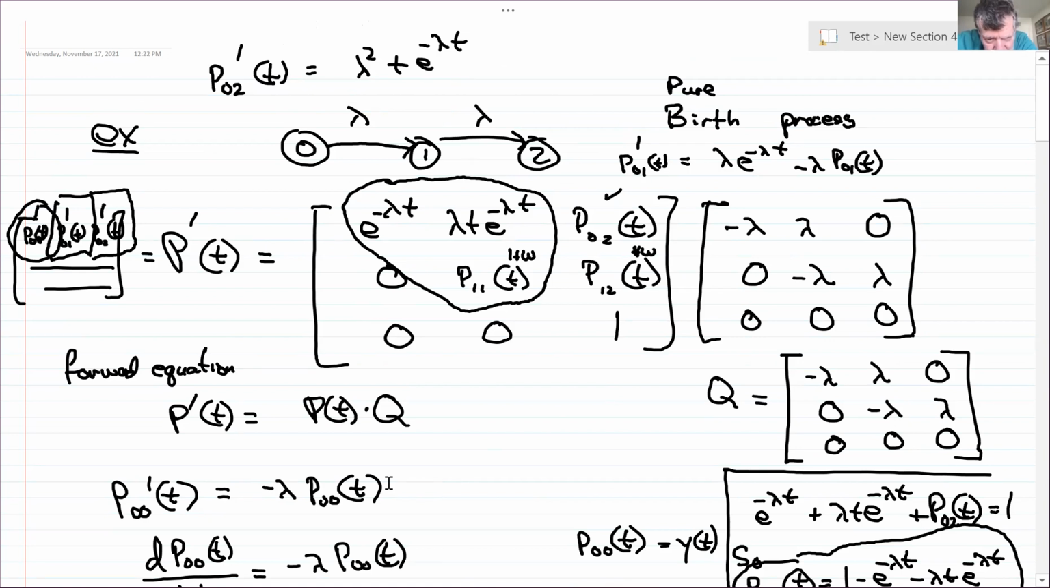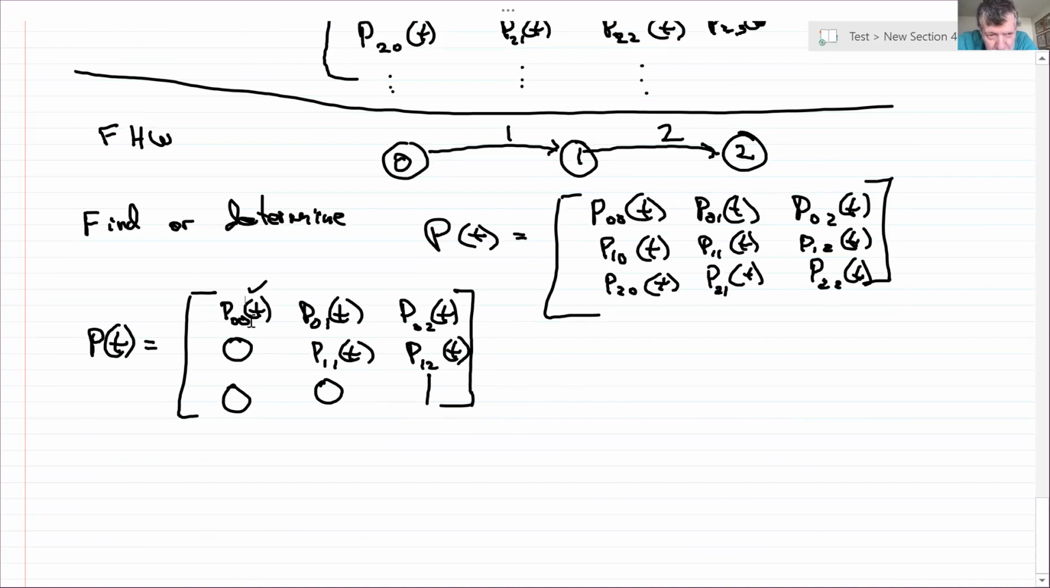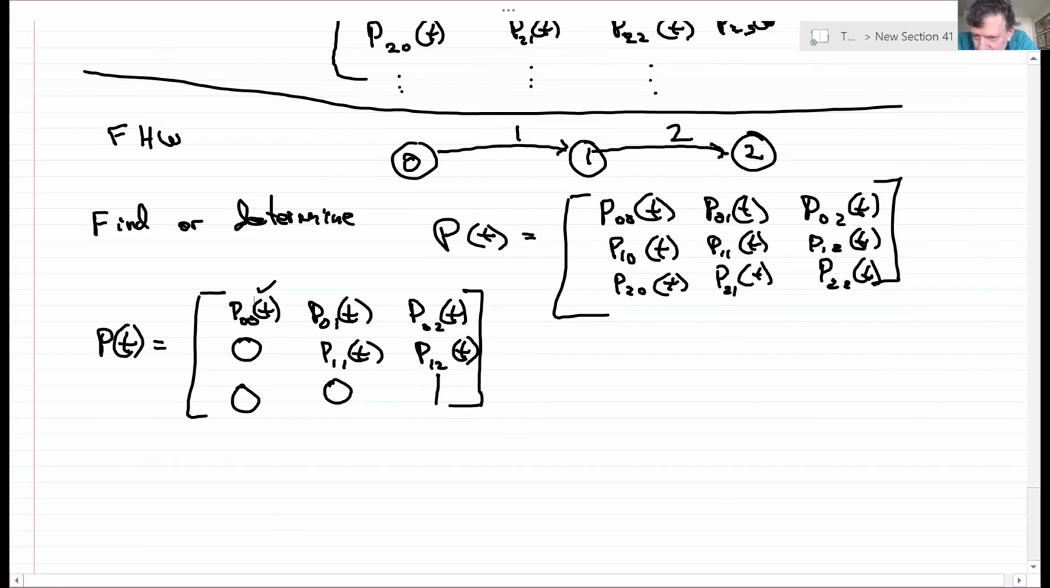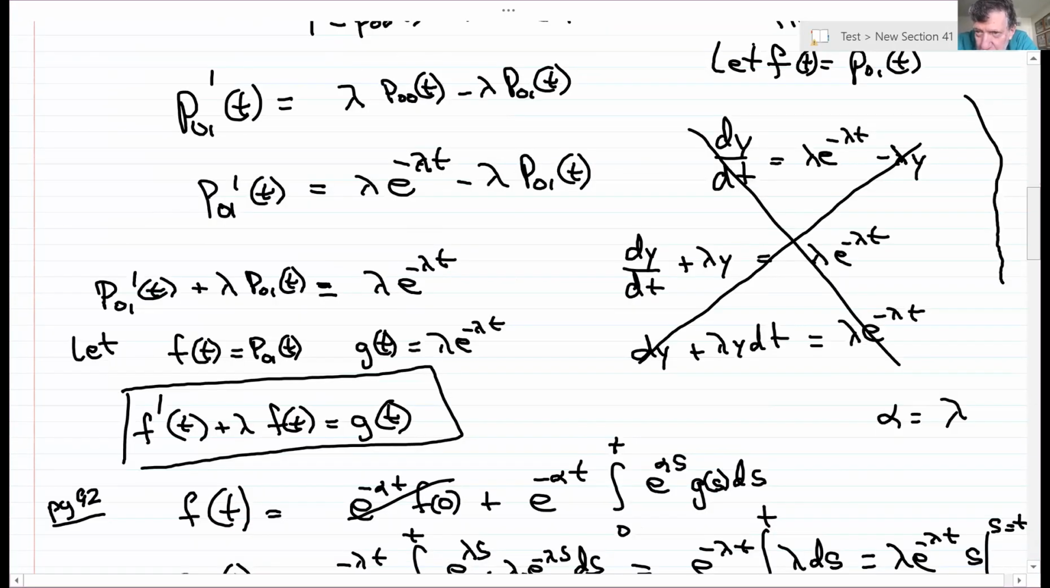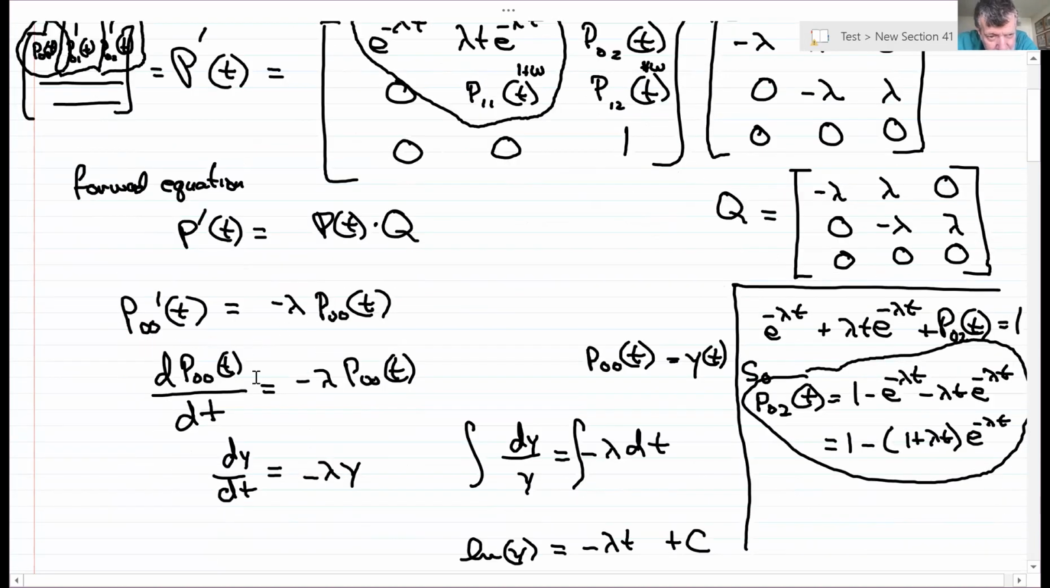But that only involves P00, and I don't think that's going to change at all for this problem. So I'm saying I think the forward equation for P00 is the same here, where lambda equals 1, as it was at the top of this page. So I'm suggesting that this analysis is still spot on. The only difference would be lambda is 1.